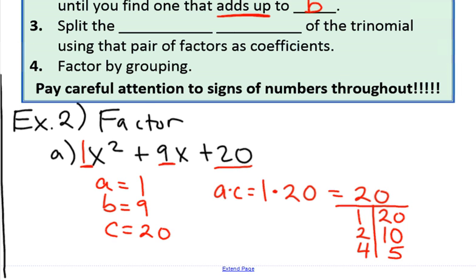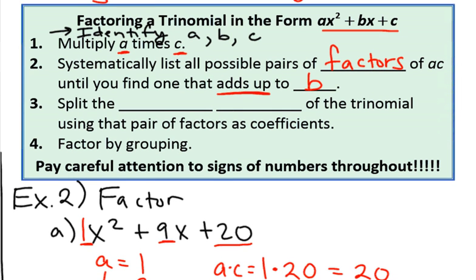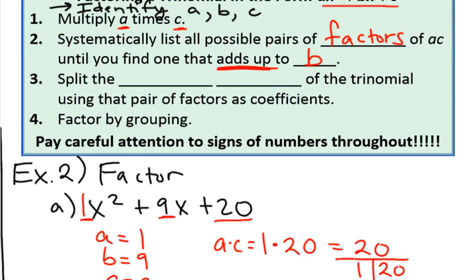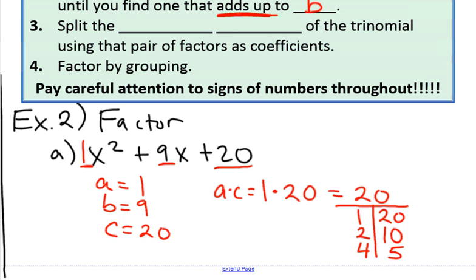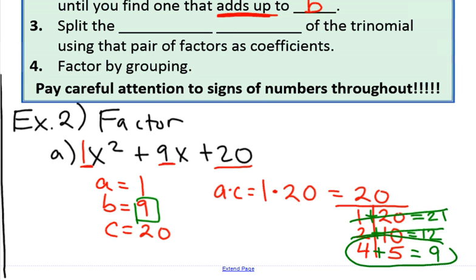So my second part of that step 2 says, until you find the one that adds up to B. So that's where the B comes in. We had the A times C, now the B comes in. So the B for this problem is 9. So looking at these pairs, you want to see which one of these add to 9. So they multiply to get 20, but which ones add to 9? 1 plus 20 is 21. That does not work. 2 plus 10 is 12. That doesn't work. But 4 plus 5 equals 9. That works. That's what we want.